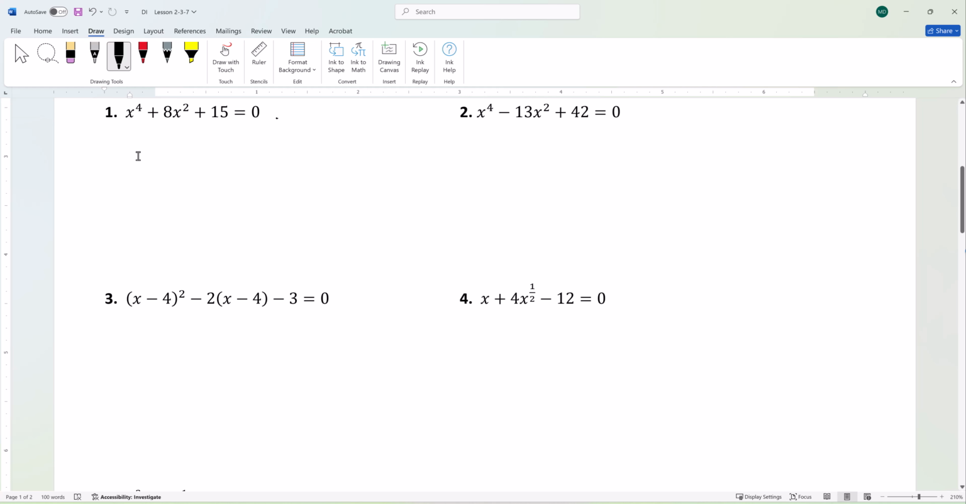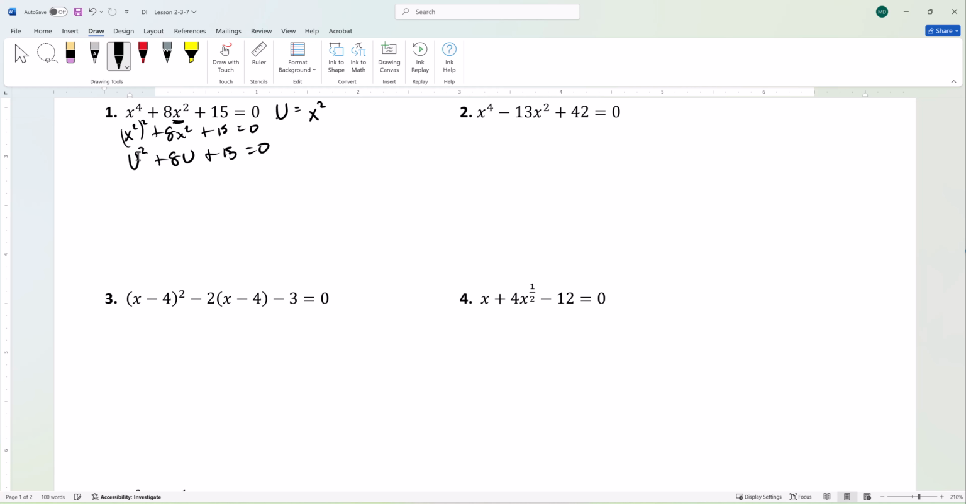So these are those quadratic type equations. So we're going to do some u substitution. We're just going to say u equals, in this case, this is the hint, that's the value that you want it to equal. Now this is x squared squared plus 8x squared plus 15 equals 0. So if I said u equals x squared, this becomes u squared plus 8u plus 15.